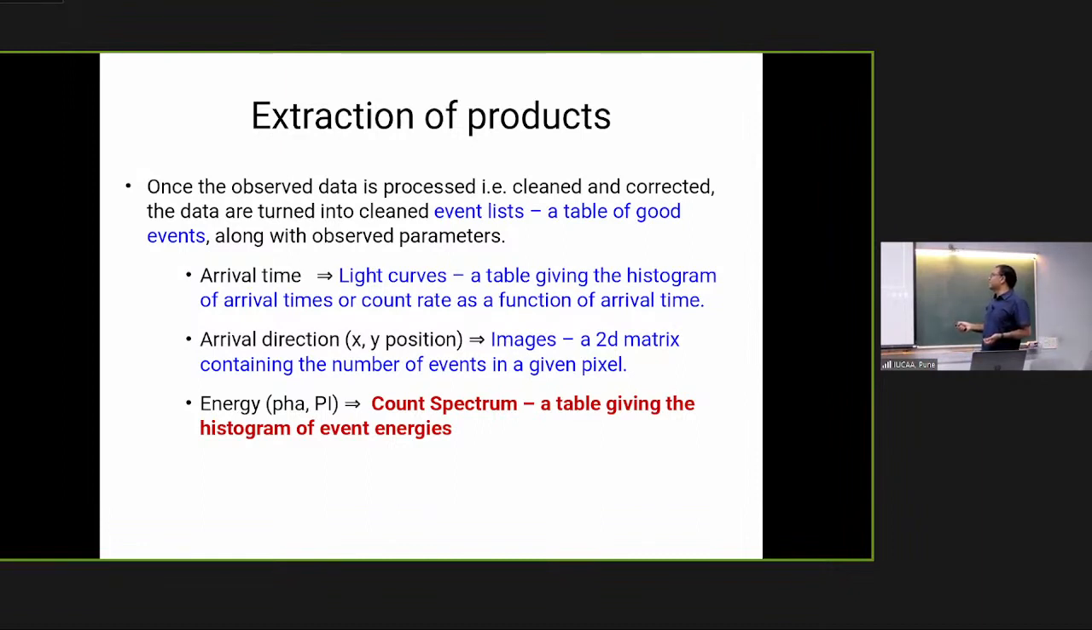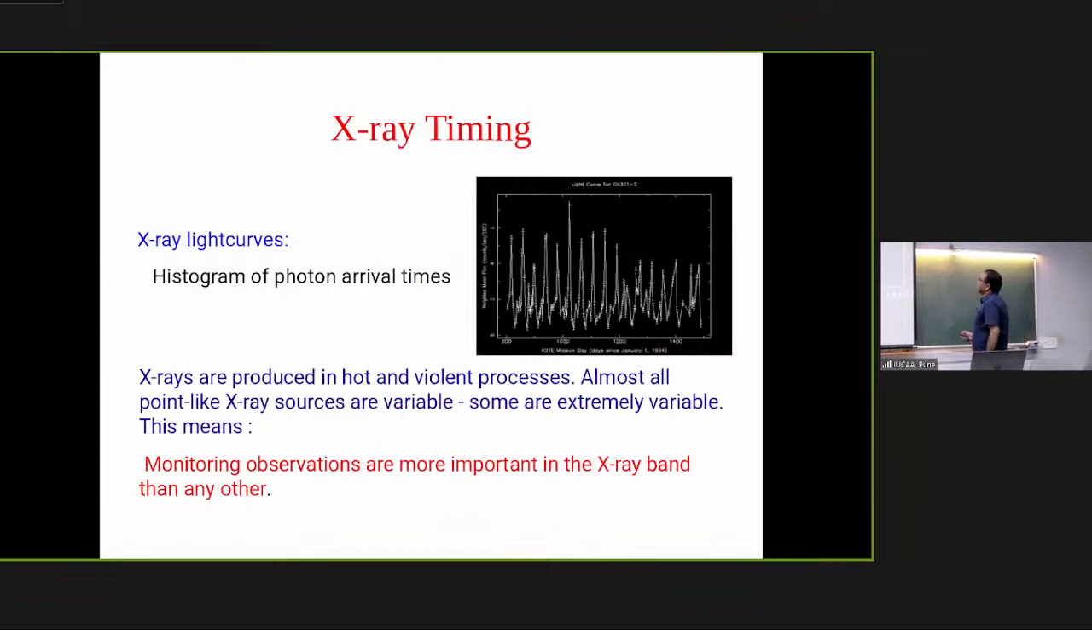The third important thing is, of course, the energy information, which is contained in this parameter called pulse height amplitude or the pulse invariant, which we have discussed earlier. And one can use this information to derive a spectrum, which we call the count spectrum, which essentially tells us the number of counts as a function of this pulse height amplitude or the pulse invariant. And that's the basic product you have, and then from there you start analyzing the data and derive science. So first look at the light curve.